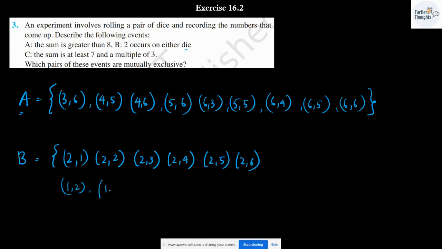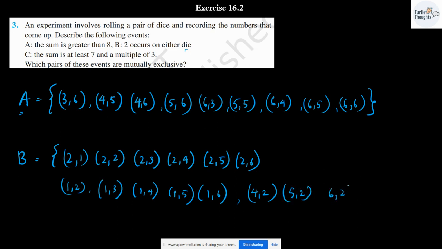Next, I can get 1 comma 3, 1 comma 4, 1 comma 5, and 1 comma 6. Anything else I can get? Yes, I can get a few more numbers. If I can get 2 comma 4, also I can get 4 comma 2. Also I can get 5 comma 2, and also 6 comma 2. Anything other than that? Okay, this is not possible.